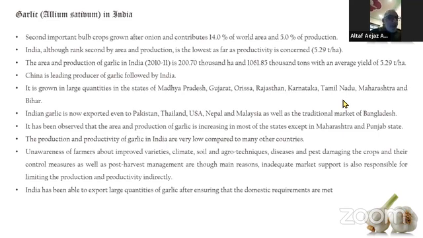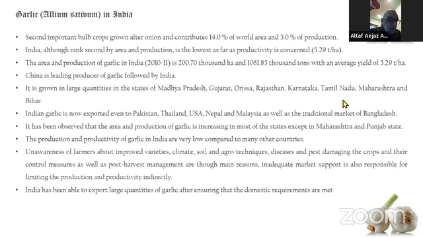That means on an average we harvest 5.29 tons per hectare. This is too low in comparison to the other countries in the world where garlic production is being promoted. The area and production of garlic in 2010-11 had been 200.70, that is about 2 lakh hectares of land, and 1,061.85 thousand tons, with an average yield of 5.29 tons per hectare in India. China happens to be the leading producer of garlic, followed by India. So that means we are second in the world.